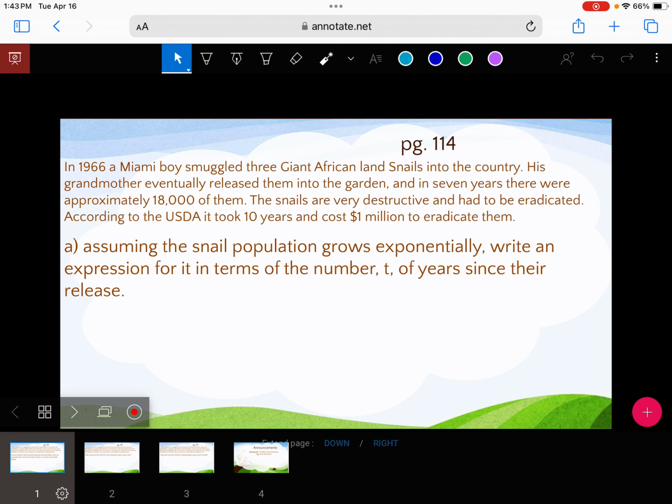7 years later, those 3 giant snails turned into 18,000 snails with no natural predators. So, this is a real thing. What we're going to do is use this real-life situation to do some mathing on it, so we can figure out what's going on with these snails. We're going to assume that with that growth from 3 to 18,000, that is a form of exponential growth. So we're going to figure out an equation for these snails.